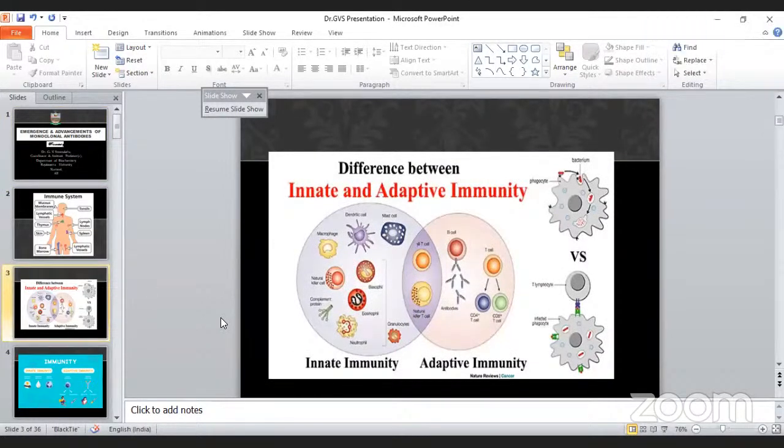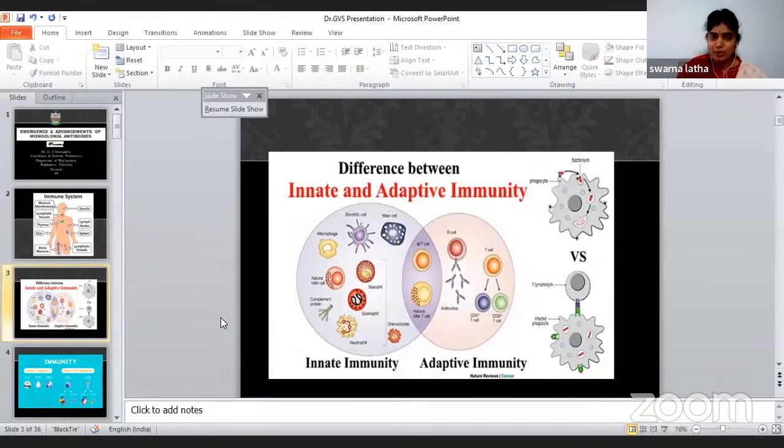Yes, ma'am. Okay, so there are two different types of immunities, innate as well as adaptive immunity, right? Whatever immunity is generated by birth in an individual, we can call it innate immunity. After birth, because of encountering any antigen or foreign particle, whatever immunity the system develops, we can call it adaptive immunity.